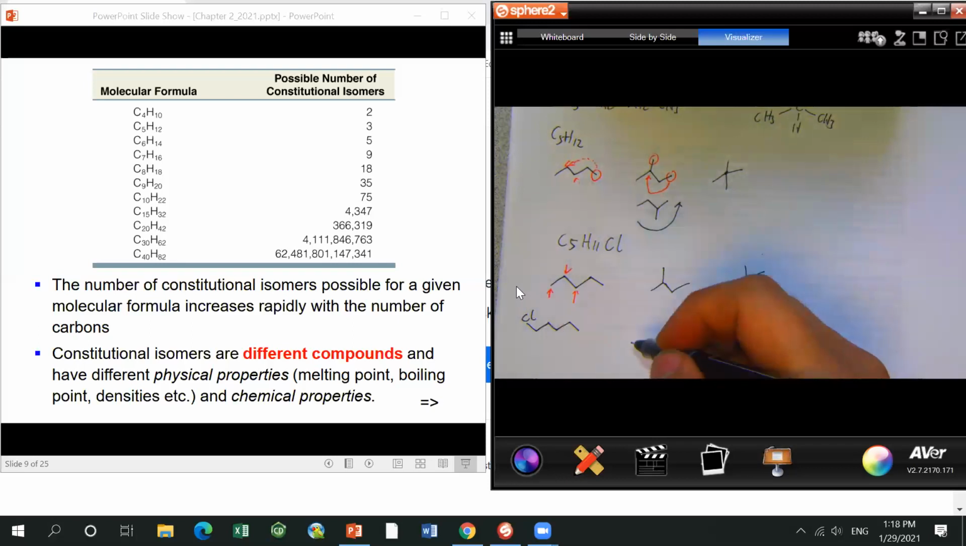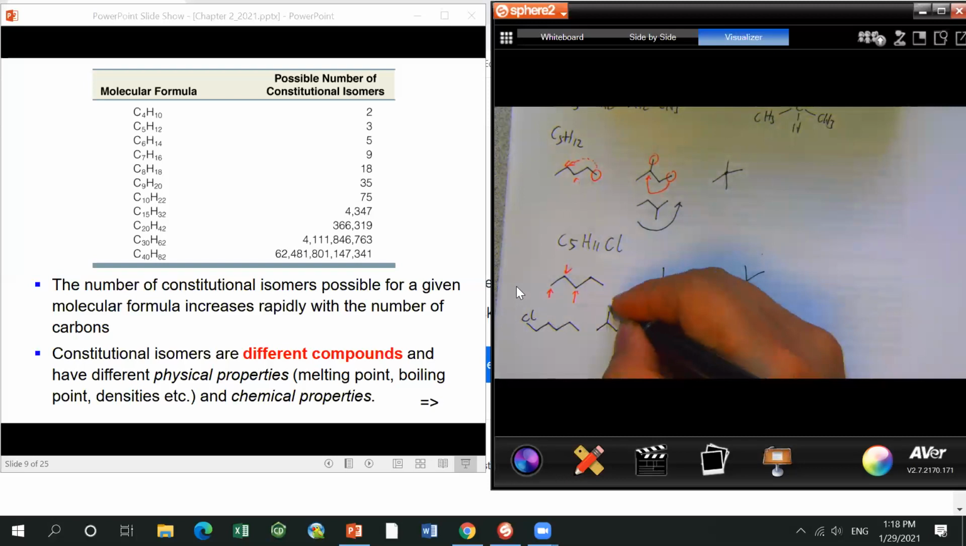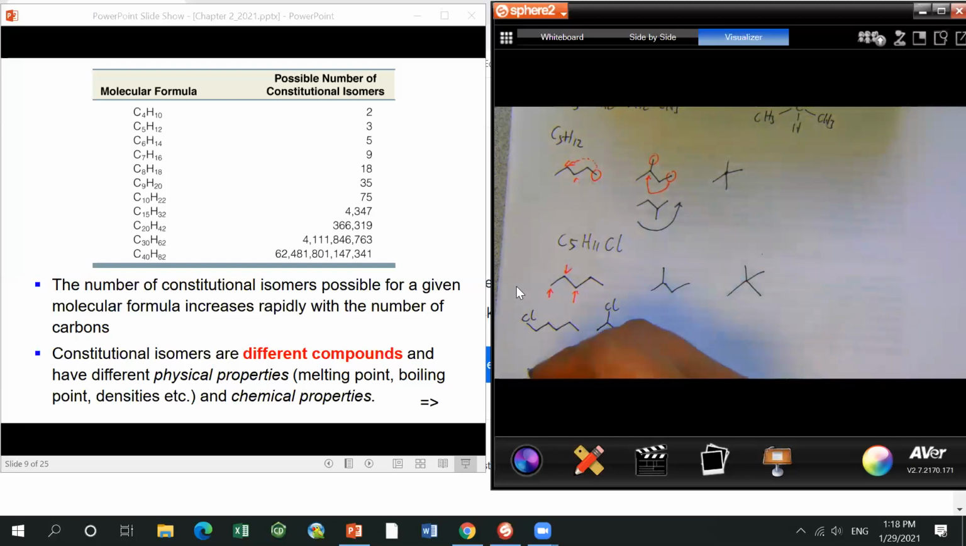Attach on the first carbon, attach on the second carbon, and then attach on the middle carbon.